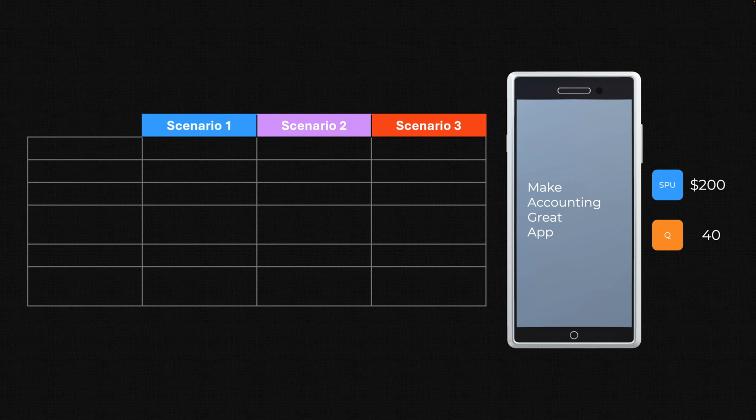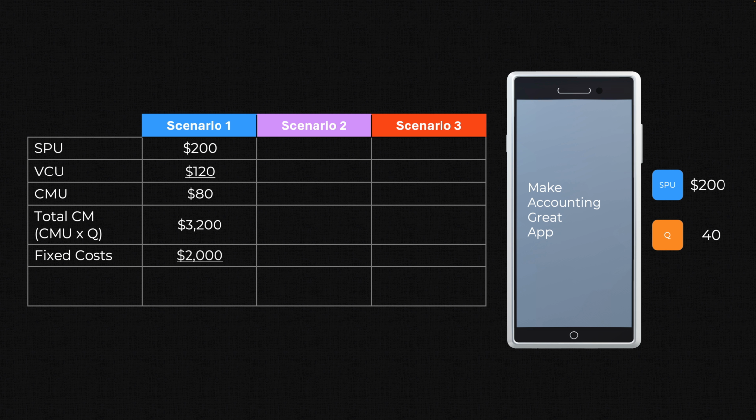For scenario 1, the selling price per unit will be $200 a unit. The variable cost per unit will be $120. The contribution margin then is $80 a unit. And the total contribution margin, if we take the contribution margin per unit of $80 and multiply that by 40 sales in the period, we get $3,200. Subtract the fixed costs. Under scenario 1, fixed costs will be the highest. This will be $2,000. This gives us an operating income of $1,200.